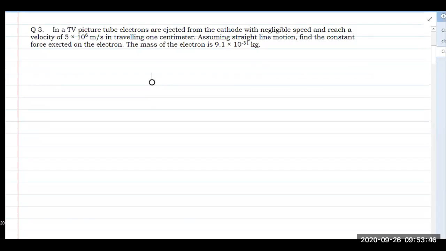In a TV picture tube, electrons are ejected from cathode with negligible speed. So the electrons are ejected like this. Suppose this is the cathode, and from here electrons will be ejected, and these electrons will fall on the screen of the TV, that is anode. So they will strike the screen or the anode. Anode is the screen. And it will create some visual effect.